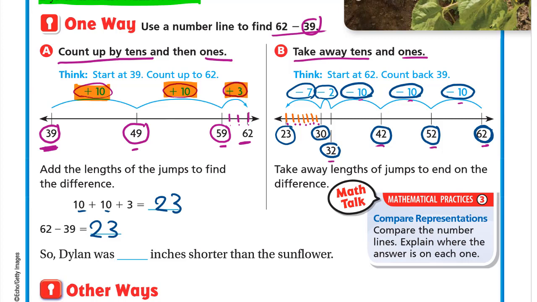So you can count backwards 9 from the 32, and you will get the 23. Or you can do it like he did here. From the 32, we can subtract 2 easily, so we get 30. Then subtract 7, and you will get the 23 also. So Dylan was 23 inches shorter than the sunflower.